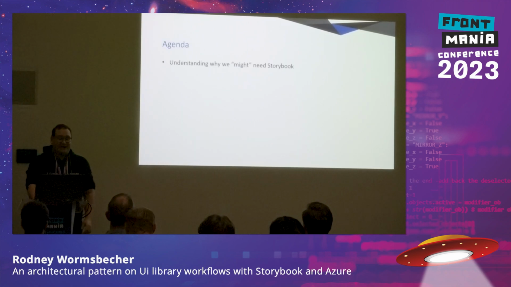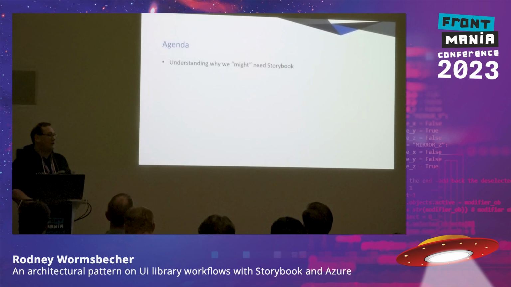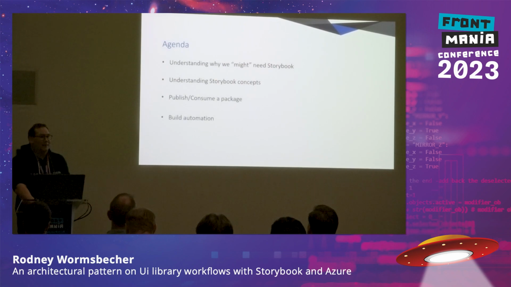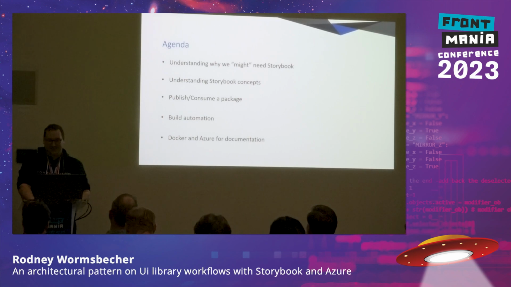So our agenda, the first thing what we're going to do, we're going to understand why we might need something like Storybook. We're going to understand some Storybook concepts. We're going to publish and consume a package. We're going to do some build automation with GitHub and GitHub Actions. And we're going to Dockerize it and put it to Azure. And that's a lot, so let's get started.